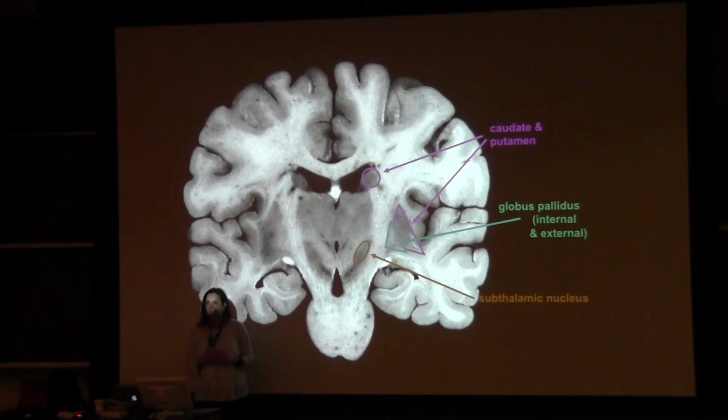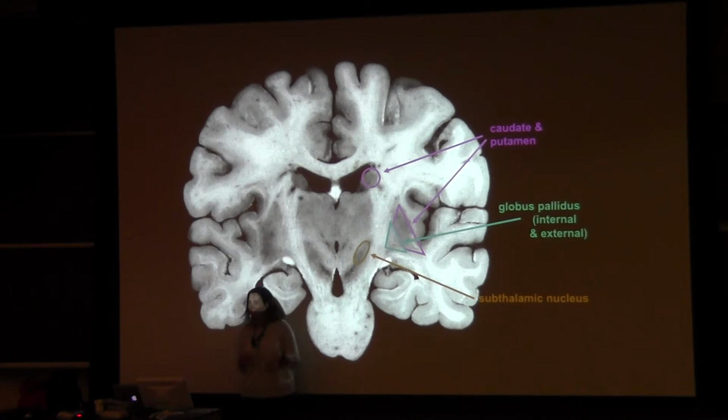Globus pallidus sits right next to the putamen, and it has two parts to it, an internal segment and an external segment. Now, just to make things complicated, you remember that the striatum is really these two distinct nuclei, the caudate and the putamen. The globus pallidus, two segments actually do different things.